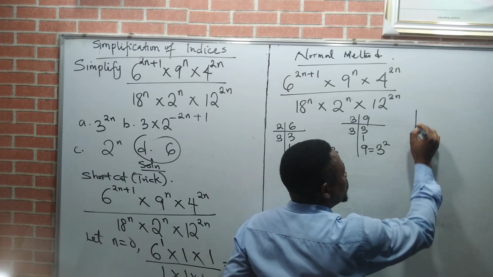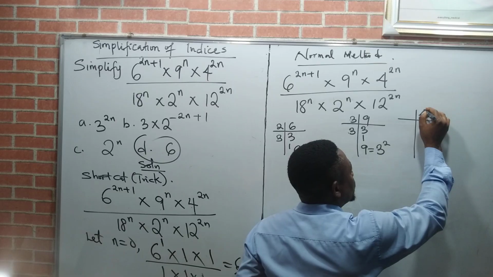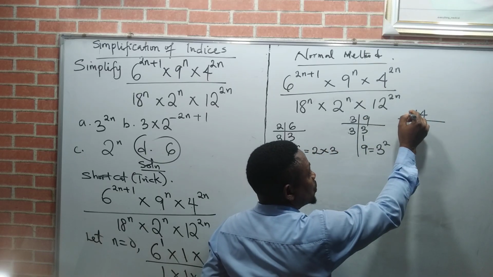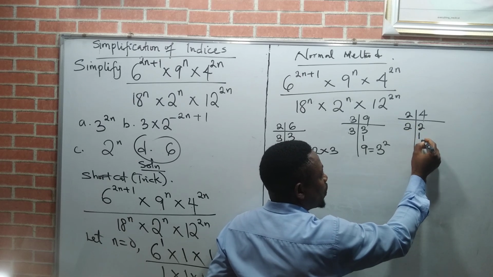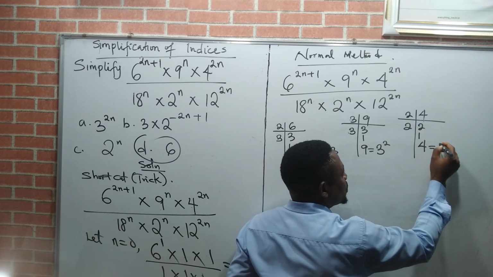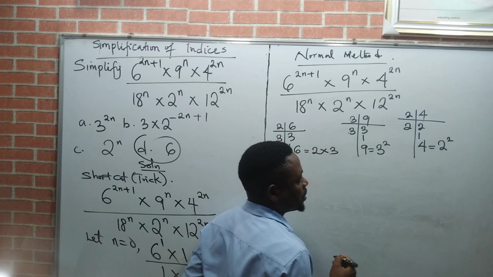Then the next one we should also simplify, or divide, is 4 here. So 2 can go to give us 2. 2 again to give us 1. So in indices form, 2 is 2 into how many places? 2 places.